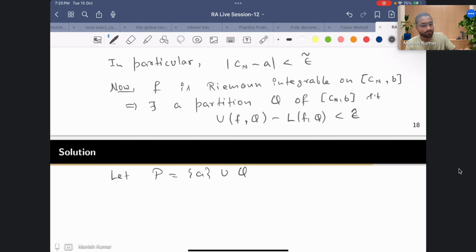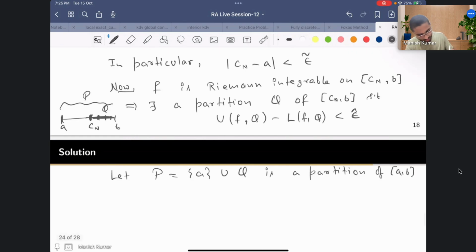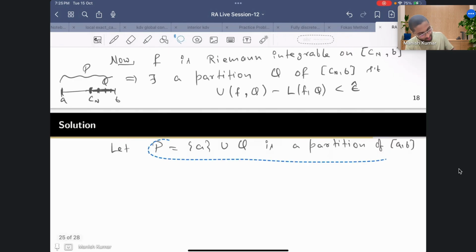Okay, so you remember that this was my A, this is B, and Cn is somewhere here. So Q partitions this interval, so Cn, this we have. Now I'm defining P as the partition A, this. So this is my new P. Okay, so now this P is a partition of AB. Right? So I'm defining this partition, I'm considering this one.